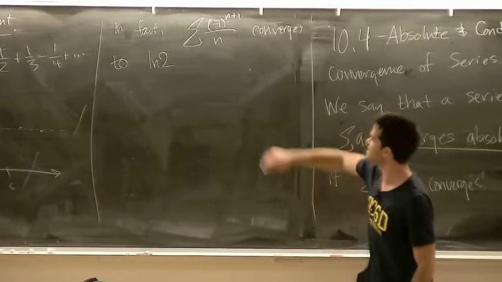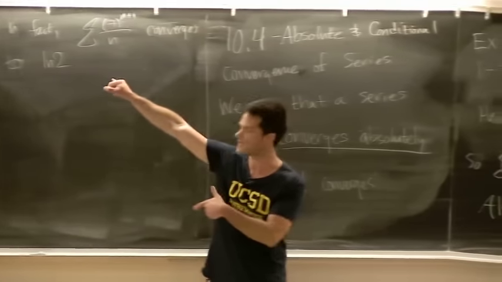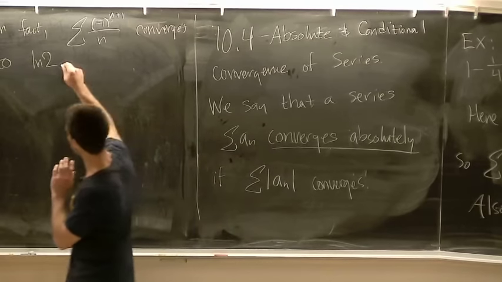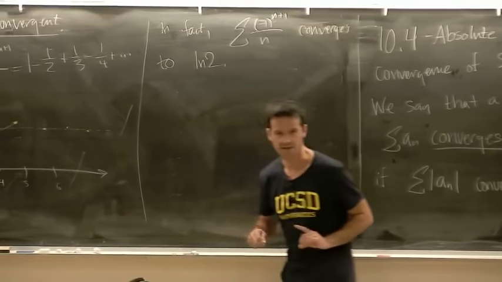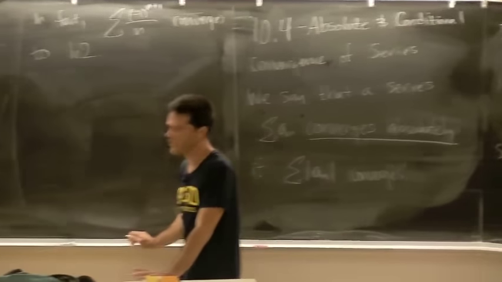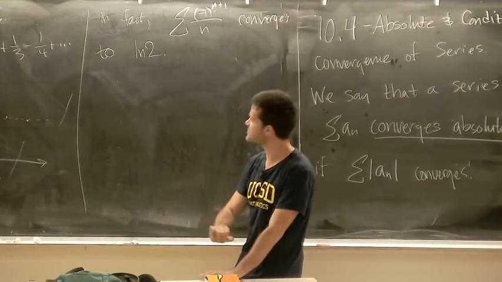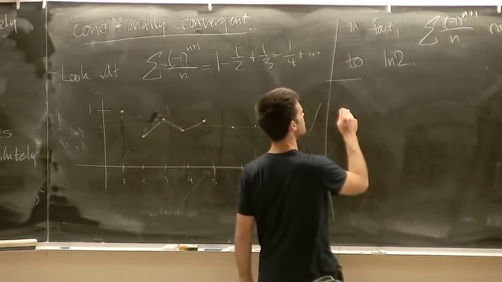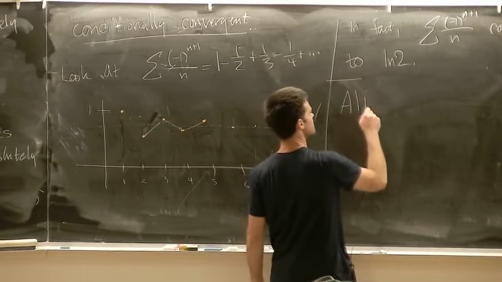Strangely enough. Well, it's not that strange. We'll be able to prove this fact once we do Taylor series. For now, the point is it converges. And there's a test that we have for exactly this type of situation. So this test is called the alternating series test.